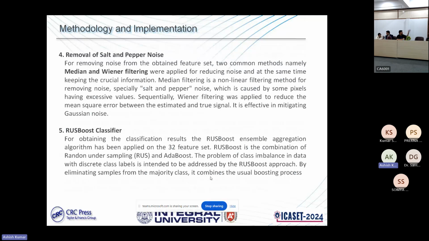Median filter is a non-linear filter method for removing noise, especially salt and pepper noise, which is caused by some pixels having excessive values. And the Wiener filter was applied to reduce the mean square error between the estimated and true signals. It is effective to mitigate Gaussian noise, basically. After that, RUSBoost classifier has been applied to the data for obtaining the classification results. RUSBoost is a combination of random undersampling and AdaBoost. The problem of class imbalance in data with discrete class labels is intended to be addressed by the RUSBoost approach. So by limiting the samples from the majority classes, it combines with the usual boosting processes.